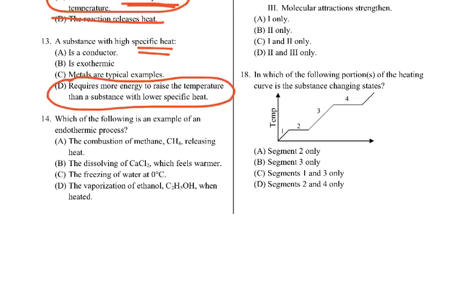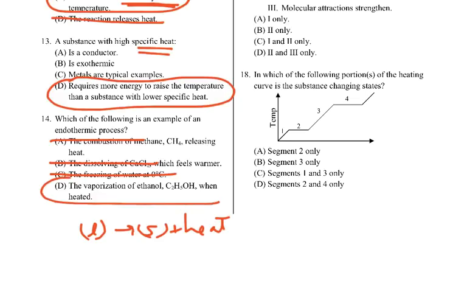14. Which of the following is an example of an endothermic process? Well, combustion, releasing heat, no, that's exothermic for sure. Dissolving calcium chloride, which feels warmer, no, that's exothermic. As it dissolves, it heats up the surroundings. The freezing of water, so we're talking about liquid changing into solid, freezing, and we said heat always goes on the more solid side, so that's going to be exothermic, so that's not the answer. So it better be D.